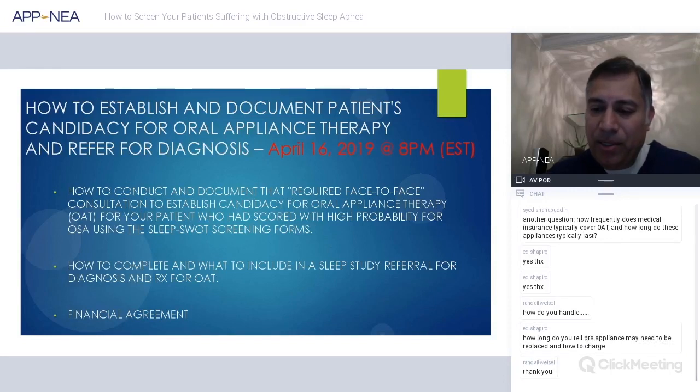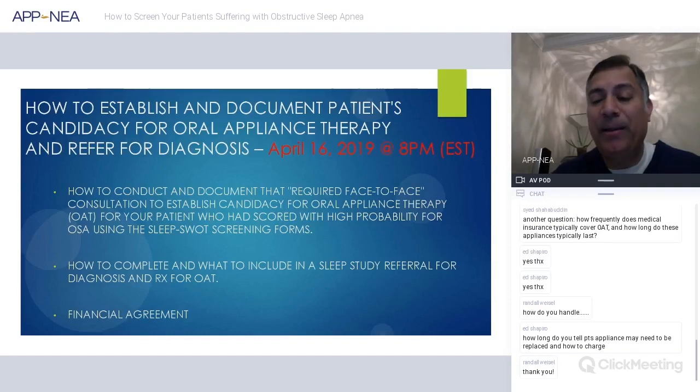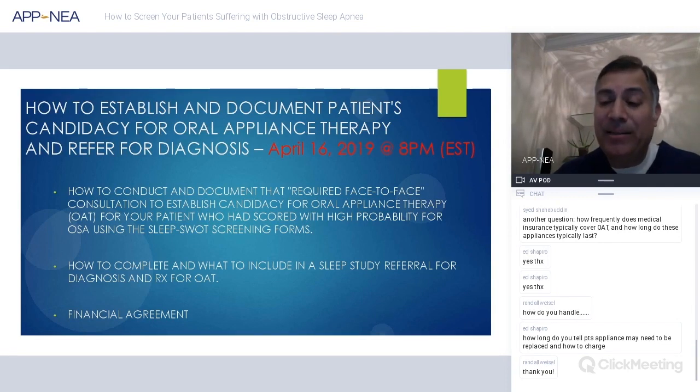Great. We have another question. How frequently does medical insurance typically cover oral appliance therapy? How long do these appliances typically last? So the first question is, on average, every 3 years, a medical insurance company covers oral appliance therapy. Unlike, let's say, a crown, which is every 5 years, because they realize that oral appliance therapies will chip, crack, deform, lose their fit and form, and need to be replaced.